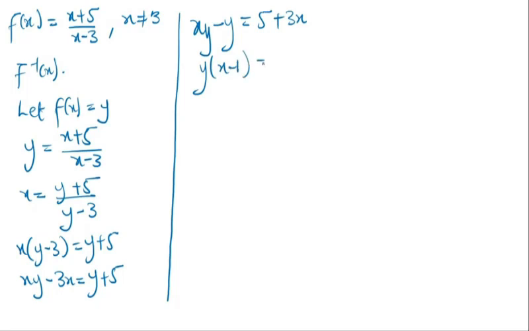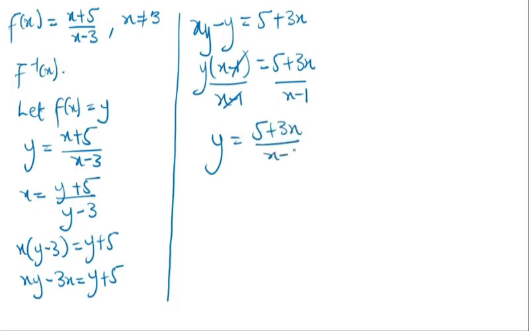If you multiply this, you get what we have over here. So it's equal to 5 plus 3x. So we divide both sides by x minus 1. This cancels this. So we have y is equal to 5 plus 3x all divided by x minus 1.